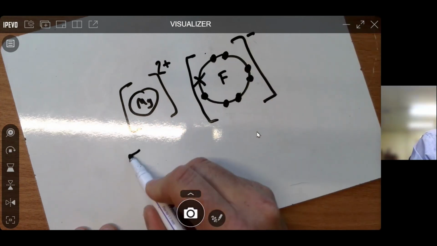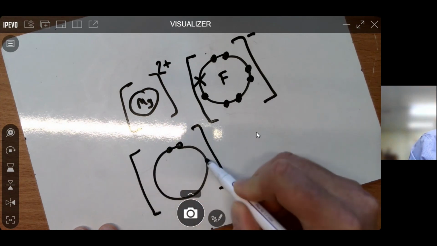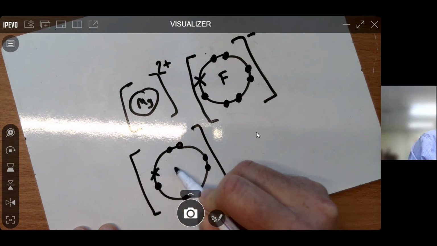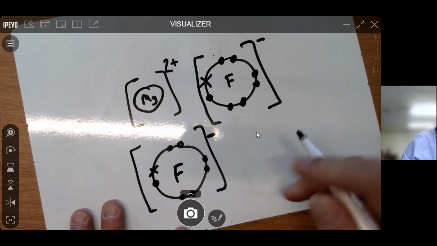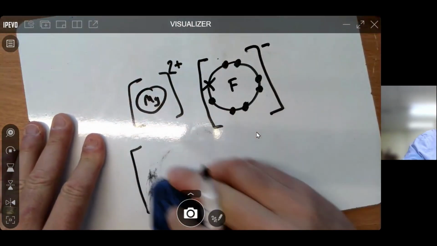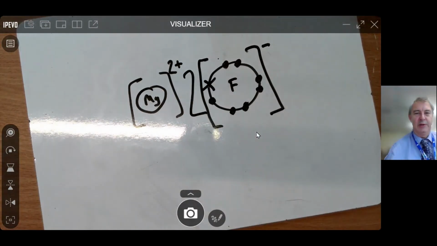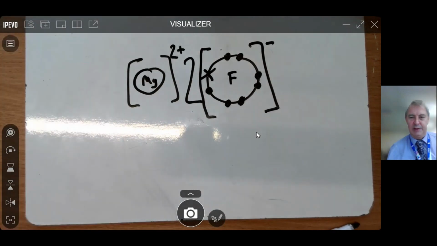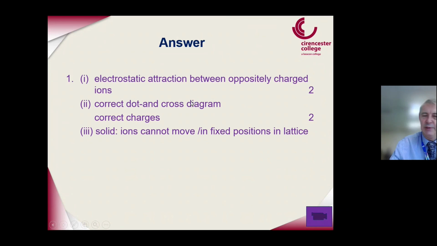So I'm going to need another fluorine. I could draw it like this: 2, 3, 4, 5, 6, 7, and 8. Okay, so that's negative. So I could draw it like that, or I could just put a big 2 in front of that, which shows I've now got 2 fluorines for every one magnesium. So correct dot and cross diagram, correct charges.